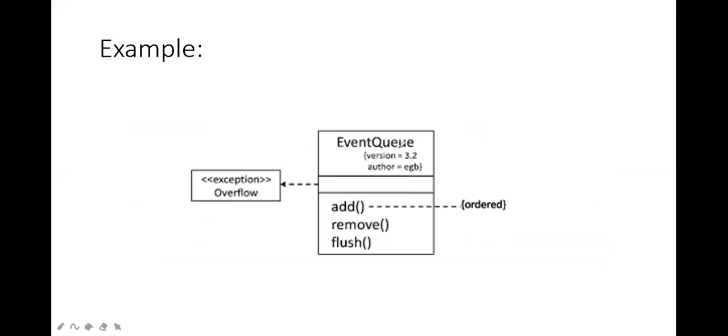This is a class EventQueue, and these are the operations. Now here I have given added information. You can see this particular one is called an extended version. This is extensibility. I have given the version as 3.2. I have given the author as EGB. So these are providing the extensibility mechanism. I have also shown the exception overflow here. So these are showing the extensibility mechanism.